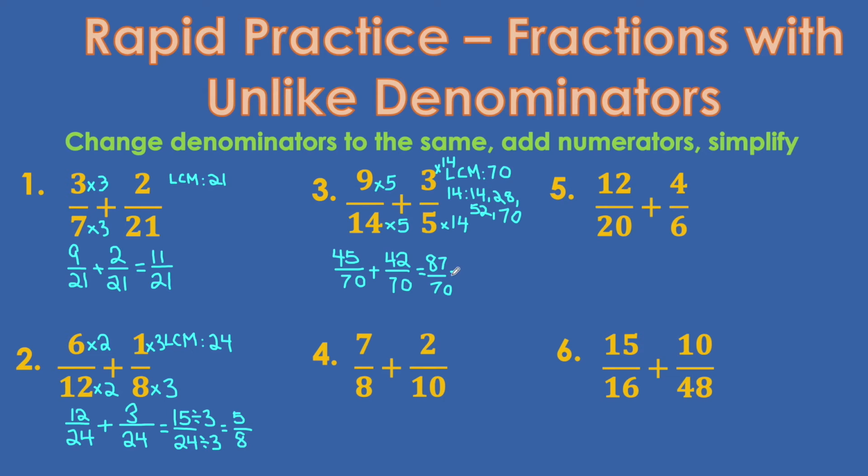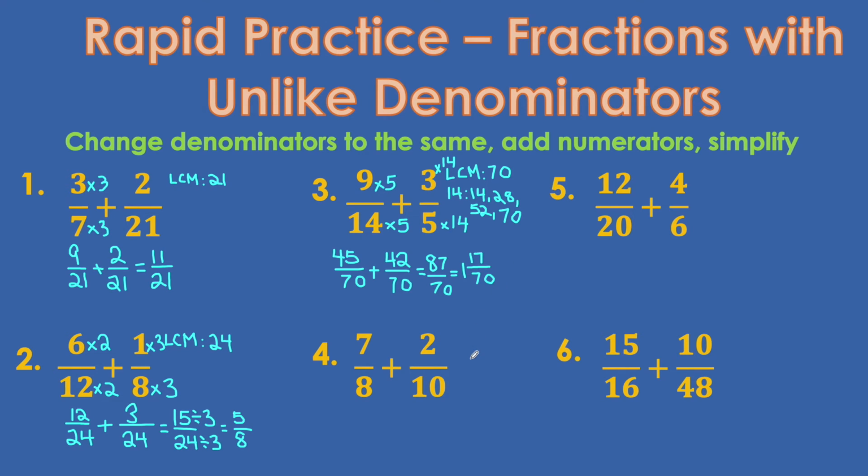Easiest way to do that is just think, how many times does 70 go into 87? One time. Then what is the remainder? Remainder is the top portion, the numerator. 87 minus 70 gives you 17, and keep the denominator the same, which would be 70. So we have 1 and 17/70ths. And that is our final answer because we can't simplify this any further.